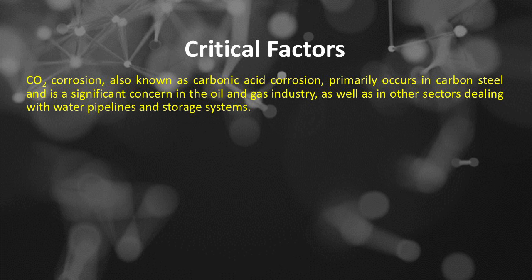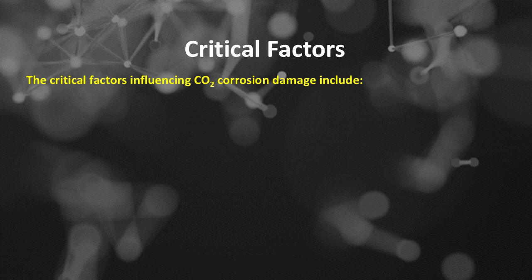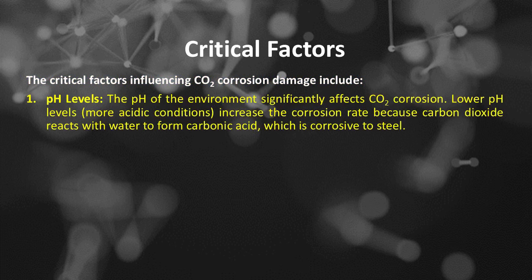also known as carbonic acid corrosion, primarily occurs in carbon steel and is a significant concern in the oil and gas industry, as well as in other sectors dealing with water pipelines and storage systems. The critical factors influencing CO2 corrosion damage include: Number 1 is pH levels. The pH of the environment significantly affects CO2 corrosion. Lower pH levels, more acidic conditions, increase the corrosion rate because carbon dioxide reacts with water to form carbonic acid, which is corrosive to steel.